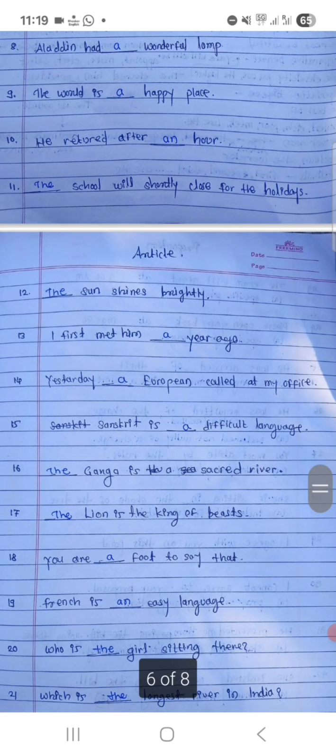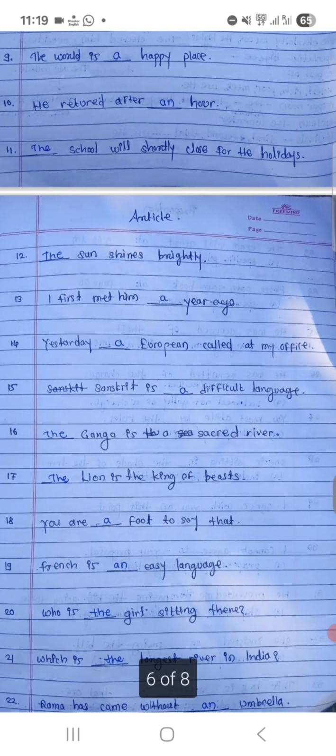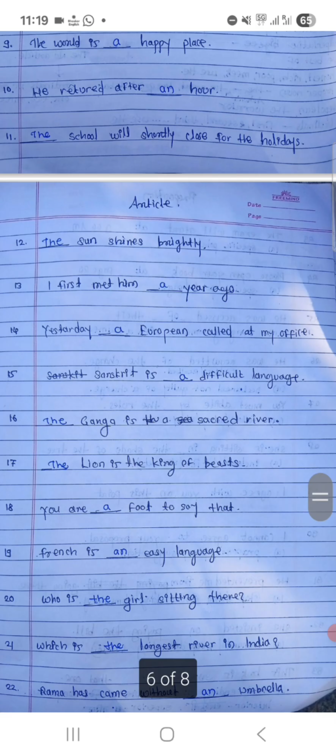Yesterday dash European called at my office. That means yesterday a European called at my office. Talking about a European person, so that is the reason to use a European. European here is not a continent; it means a European person at my office. Next, Sanskrit is a difficult language. Talking about one language. Before Sanskrit we do not use a article; the a is used because it is one language, Sanskrit only.